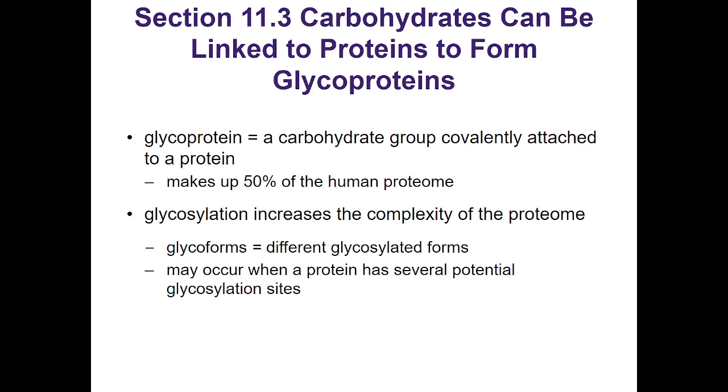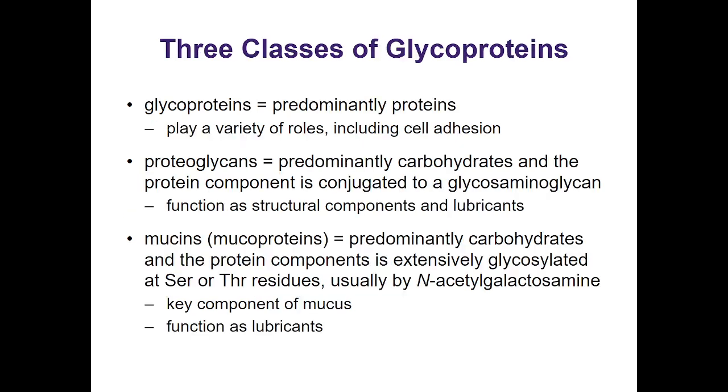These may occur when a protein has several different potential glycosylation sites. Anyways, you can have multiple sites to glycosylate to form different glycoforms.